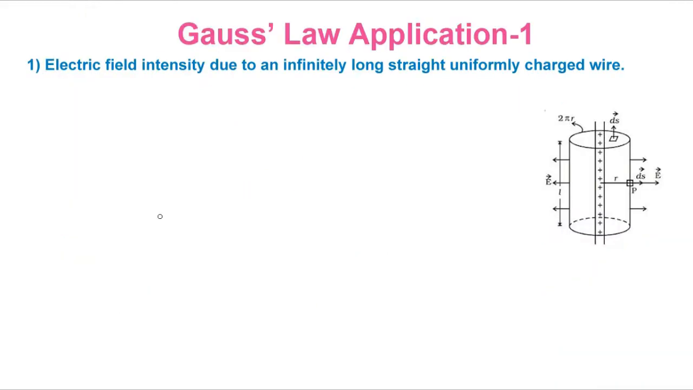There are mainly three applications of Gauss law. Among them, I would like to discuss one with you today. The first one is the electric field intensity due to an infinitely long, straight, uniformly charged wire. So this is one application. Just observe this diagram. This is an infinitely long straight conductor, a long straight uniformly charged wire.